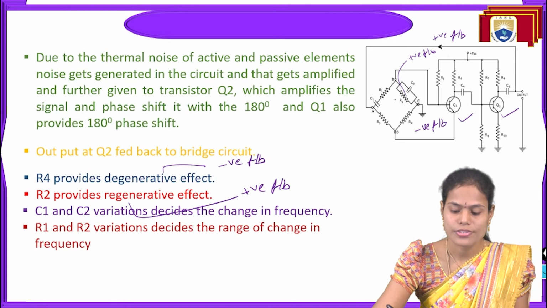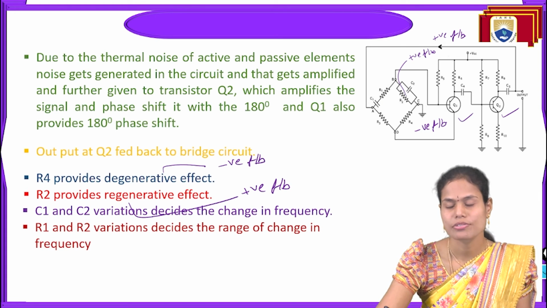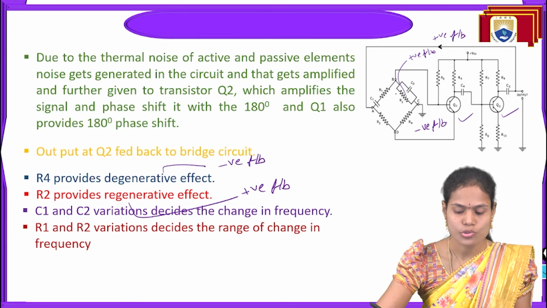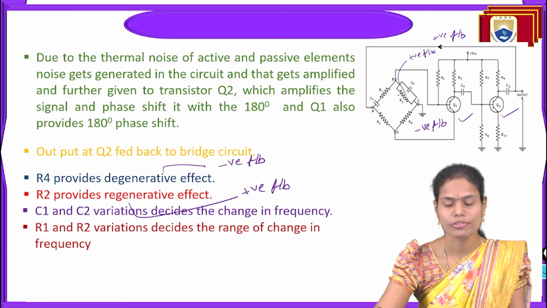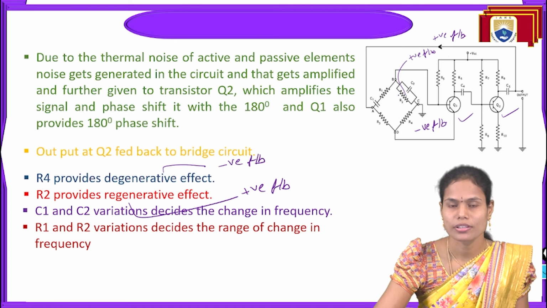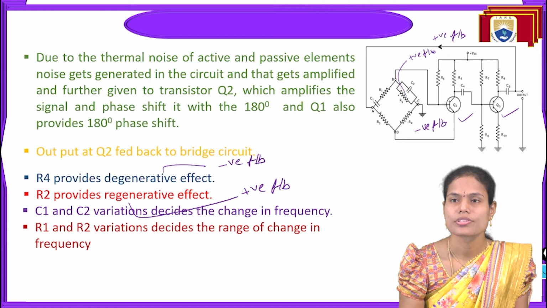Okay, and this C1, C2 variations will decide the changing frequency of the circuit, and also R1, R2 variations will decide the range of change, how much change we are getting in the frequency of oscillations is decided by the R1, R2 components here.